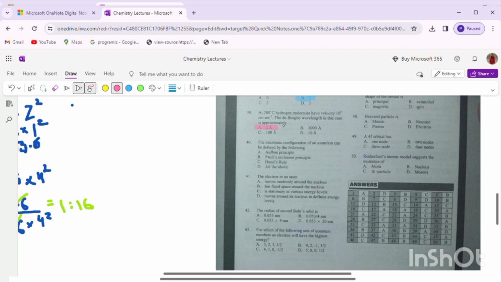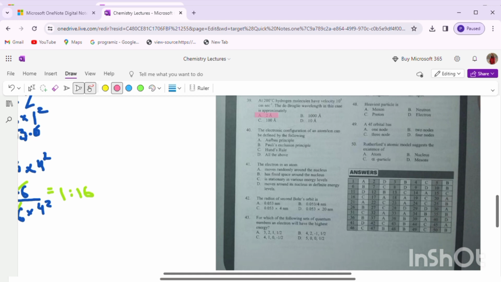They are basically asking us about the de Broglie hypothesis, so do not go to the formulas that were made by Niels Bohr, the formula in which Rydberg's constant was used. We need to see what they are asking us about in the question. So in the 39th MCQ, they were asking us about the de Broglie hypothesis.